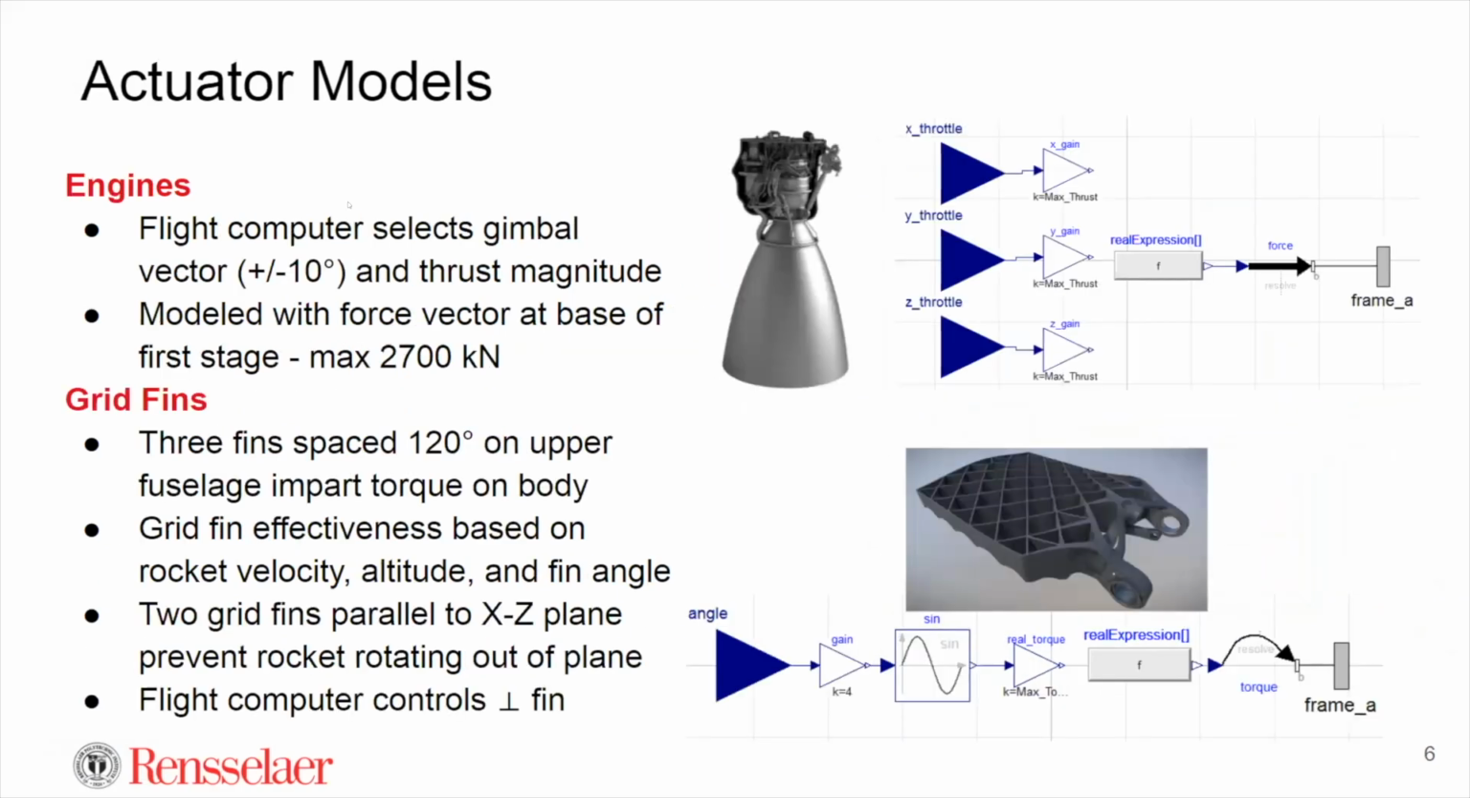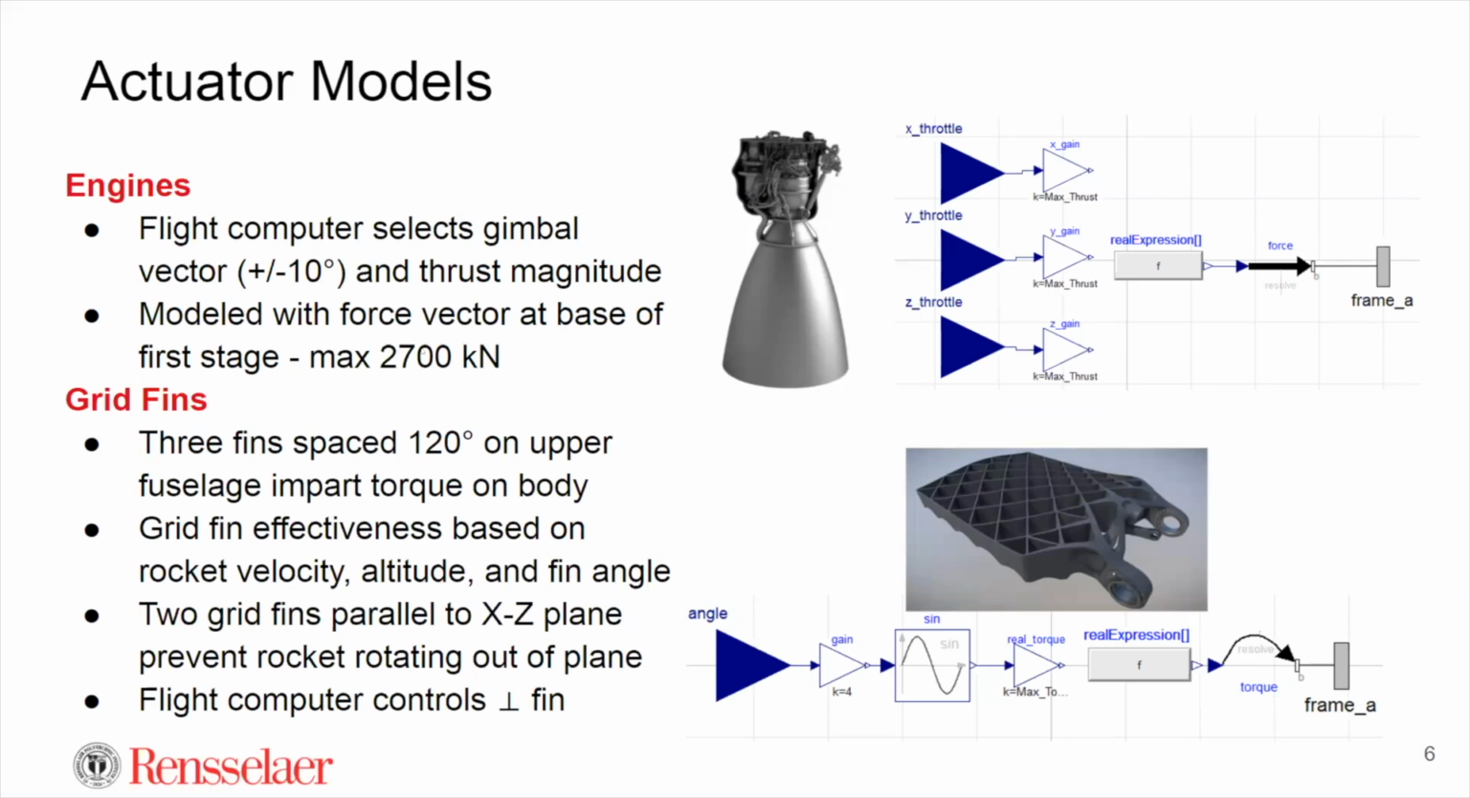So now I'll get into just a little bit more detail on these actuators. So start with the engines. The flight computer basically selects the gimbal angle of these engines, and it can be essentially plus or minus 10 degrees from a normal vector originating from the base of the rocket, pointing straight out. So that kind of mimics these Merlin engines that SpaceX has that are able to gimbal around a little bit, but are essentially locked in place.